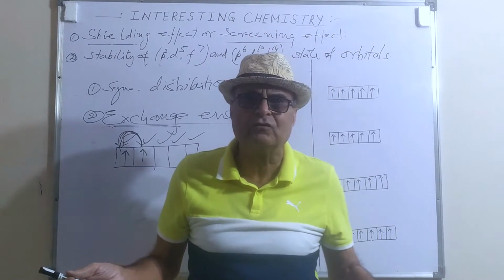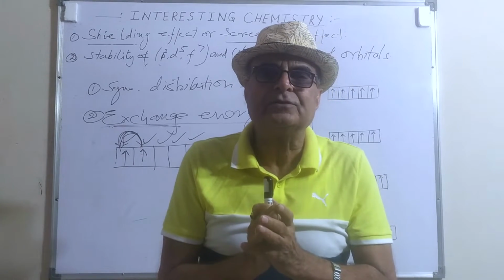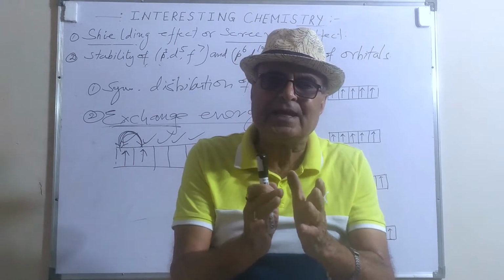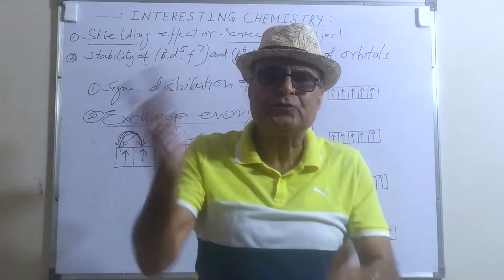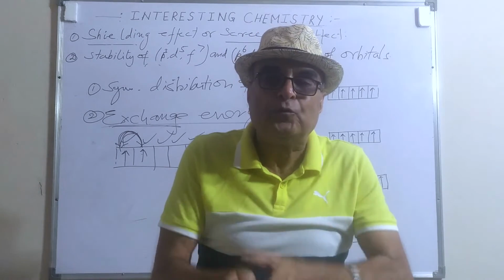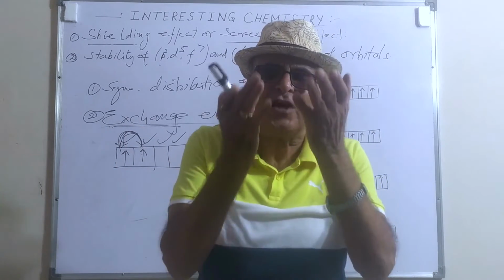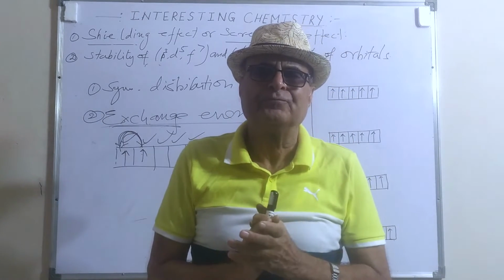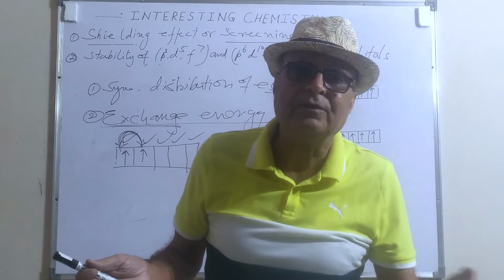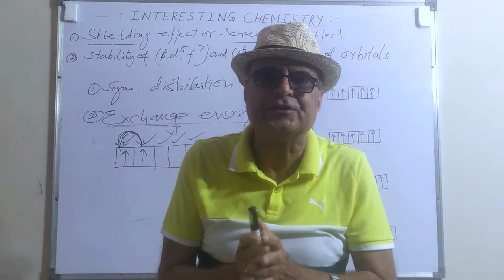Again, listen to me carefully. In degenerate orbitals, electrons exchange mutually. They replace each other. With the exchanging of the electrons, some part of energy is released. That is called exchange energy.